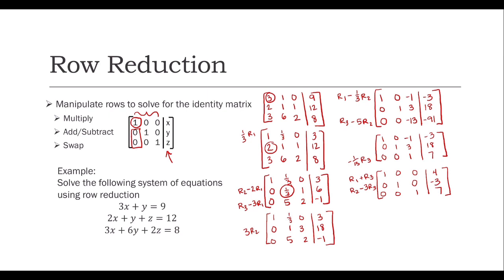So now we have our identity matrix and then our solutions. So x is going to equal 4, y will equal negative 3, and z equals 7. So our coordinate would be 4, negative 3, 7.